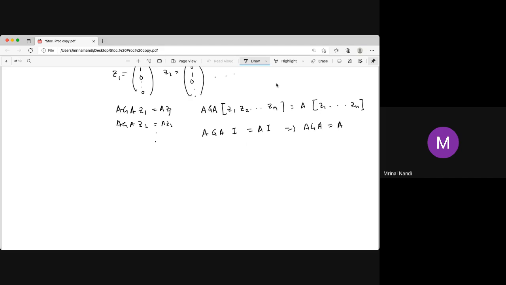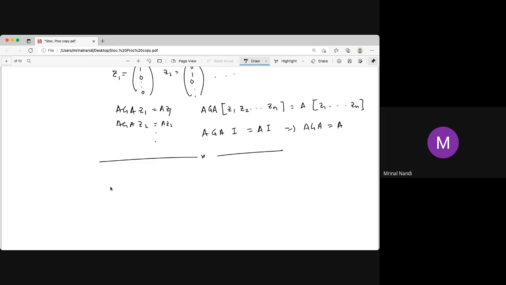But how we arrive at this G is a different issue. I'll not talk about it in this video. The next question is, how do you find such a G so that AGA equals A? Whether such G's exist, we don't know yet, or if it exists, whether it is unique or not. But later we will say that G exists for every matrix and it is not unique.